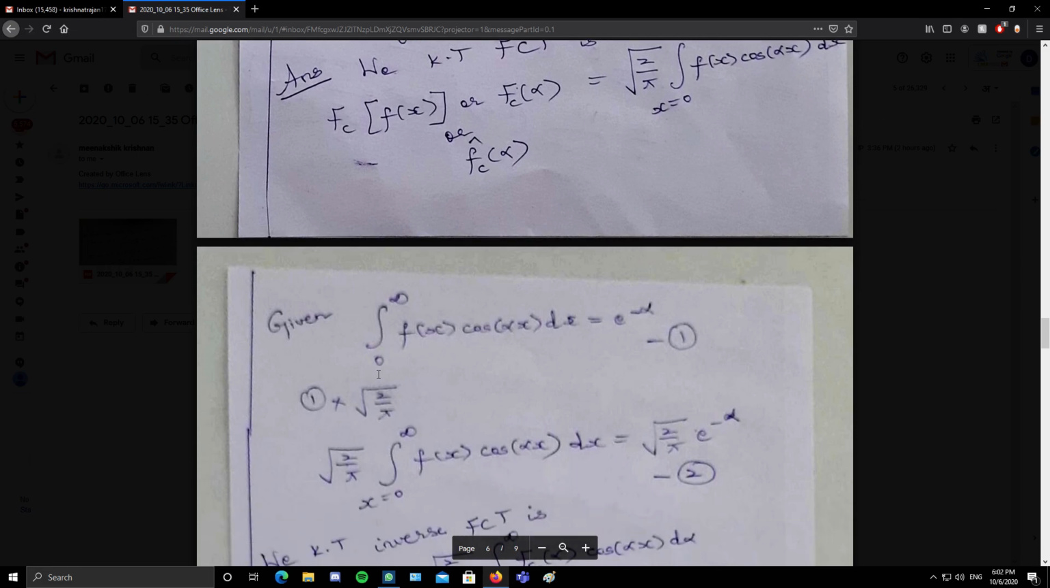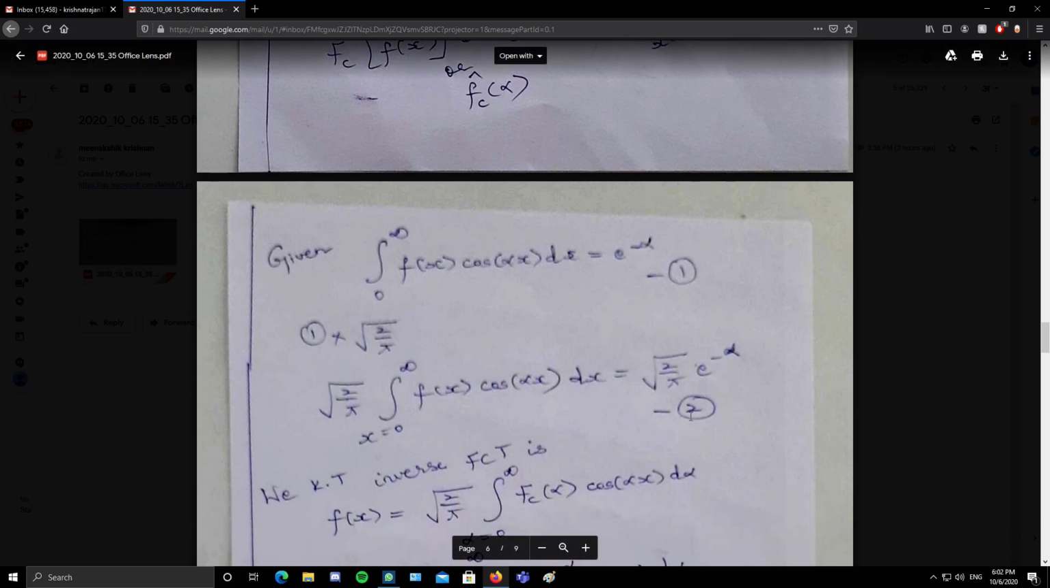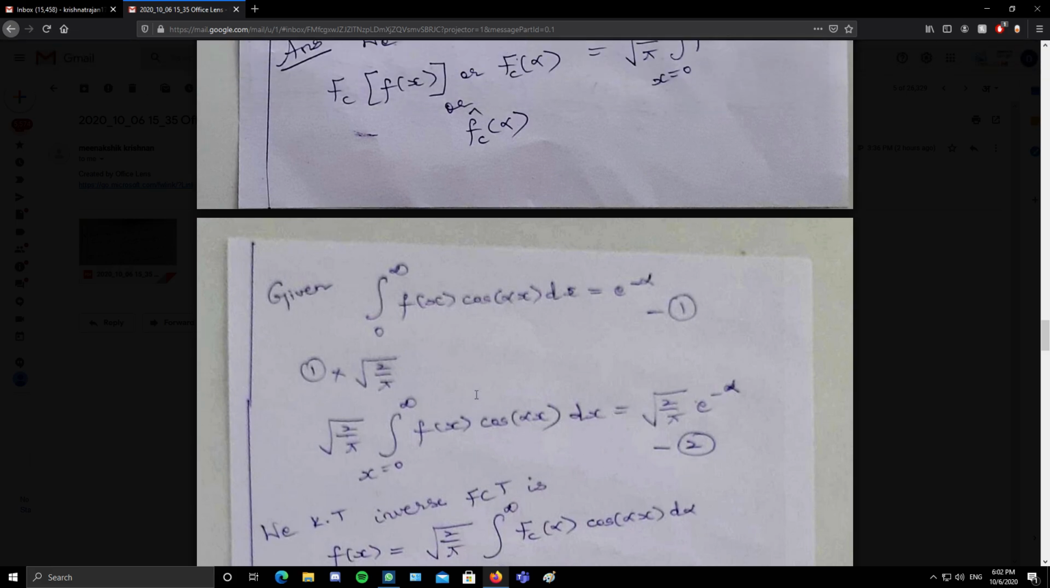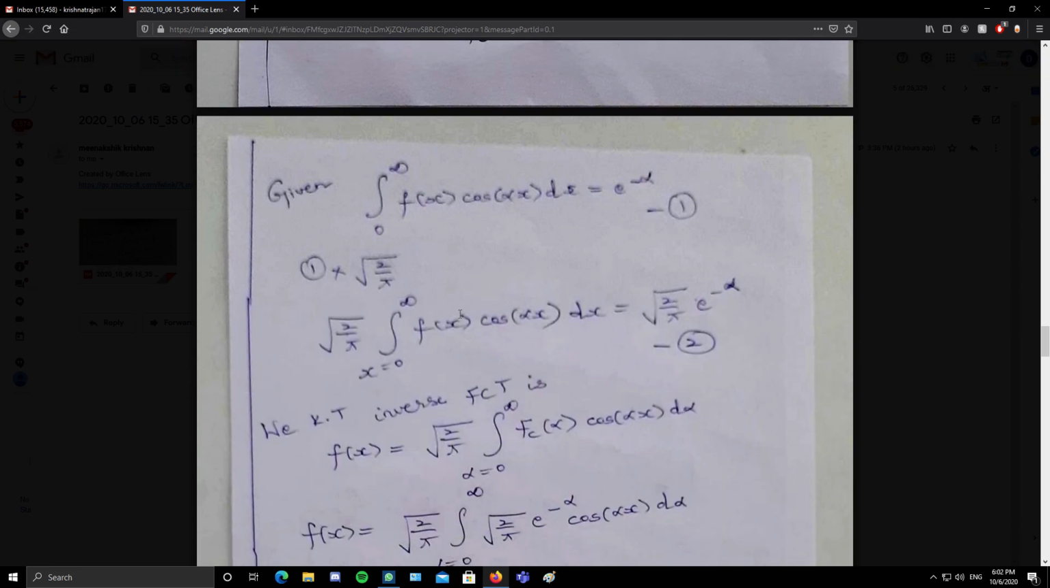So root of 2 by pi integral 0 to infinity f of x cos of alpha x dx equals root of 2 by pi e power minus alpha. Take it as 2. Now you have to find f of x. I told you solving an integral equation means you have to find f of x. Whenever you have to find the function, you have to make use of the inverse transform.